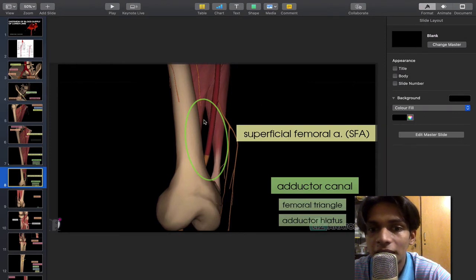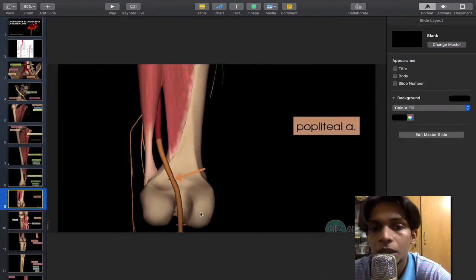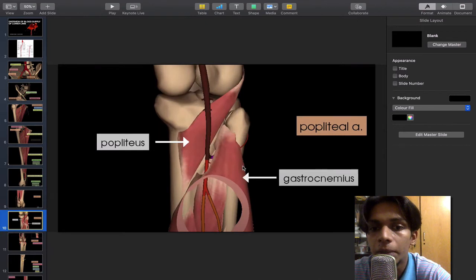Now you can see the adductor hiatus. This is the biggest muscle of the thigh, and this is known as adductor magnus, and beside adductor magnus we have this big hole, and this big hole is known as adductor hiatus, and through this hole our femoral artery crosses over and enters the posterior leg. Now it has become posterior. Now as it enters the popliteal fossa, it becomes the popliteal artery.